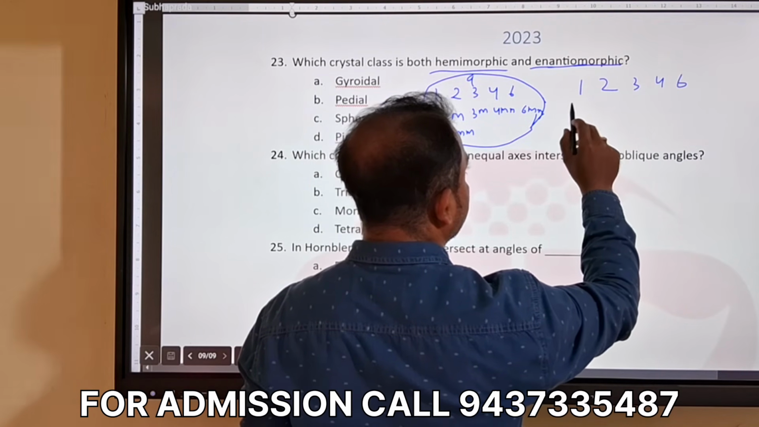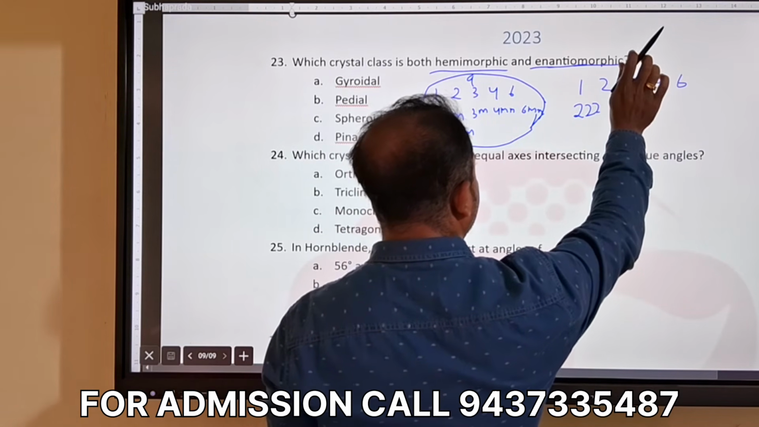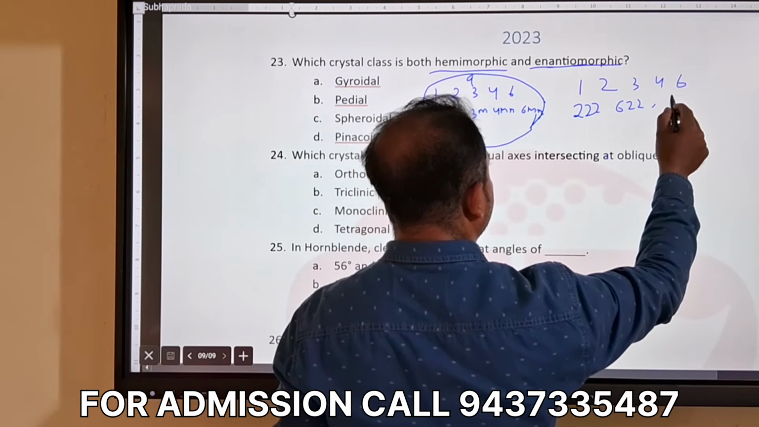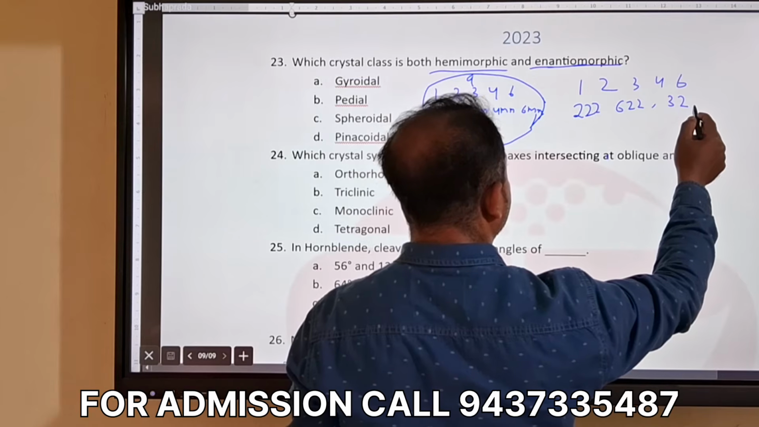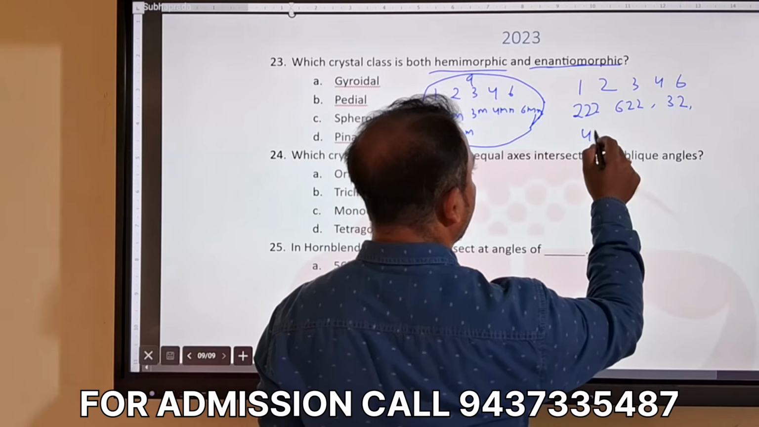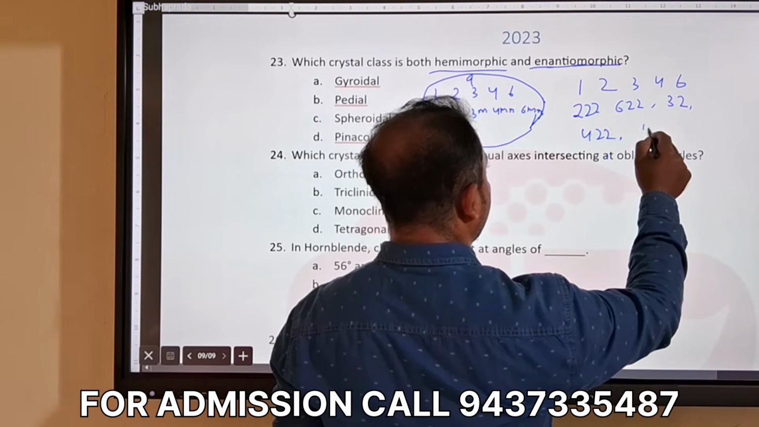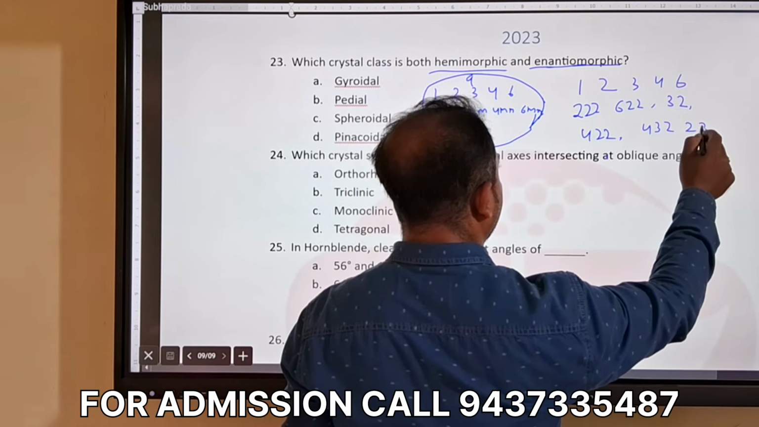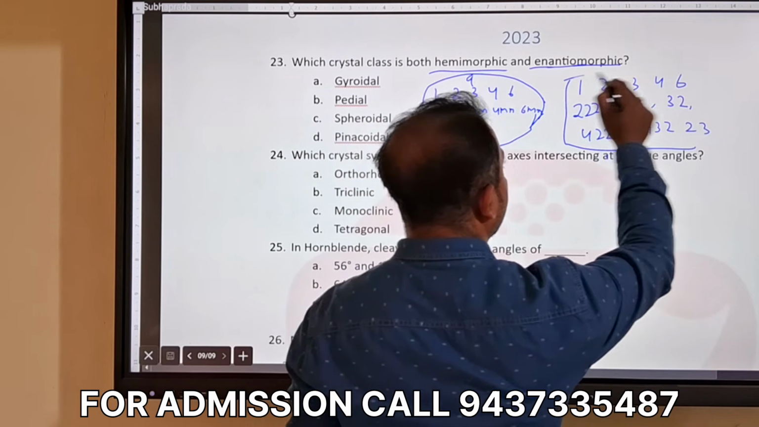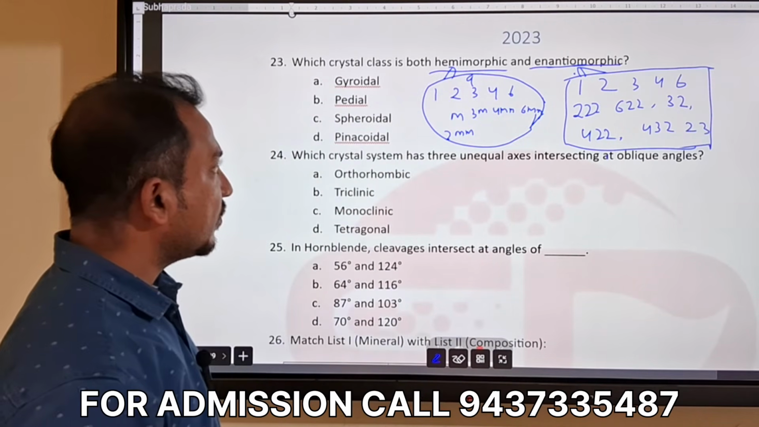Then your 2, 2, 2, 6, 2, 2, then 3, 2, then 4, 2, 2, then we have 4, 3, 2, 2, 3, 1, 2, 3, 4, 5, 6, 7, 8, 9, 10, 11. So now these are enantiomorphic form, these are hemimorphic form.